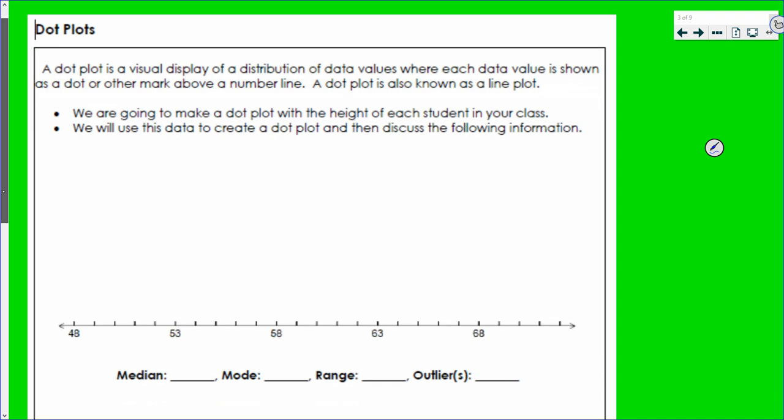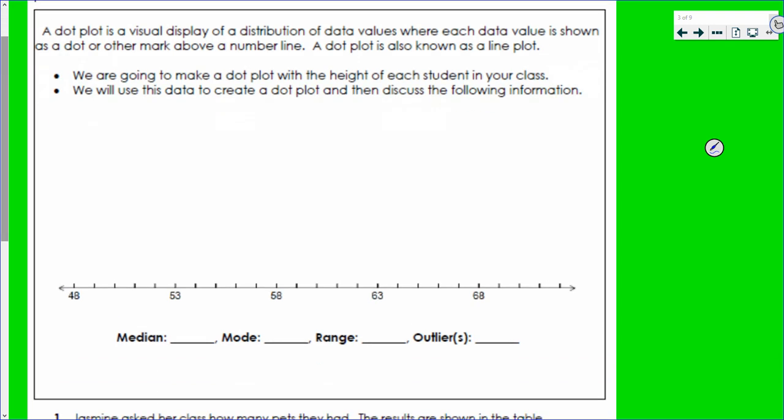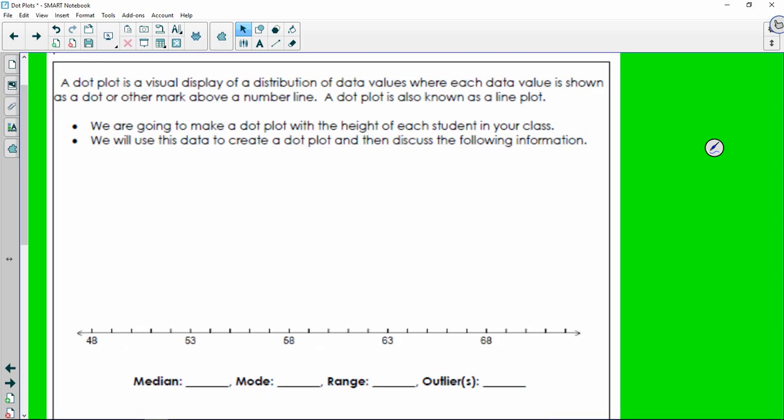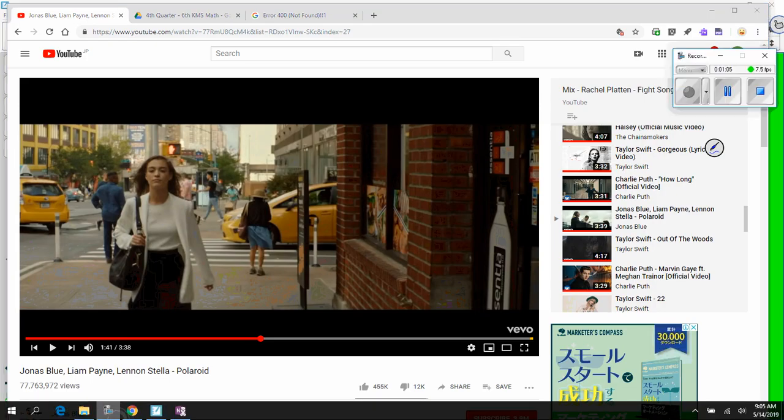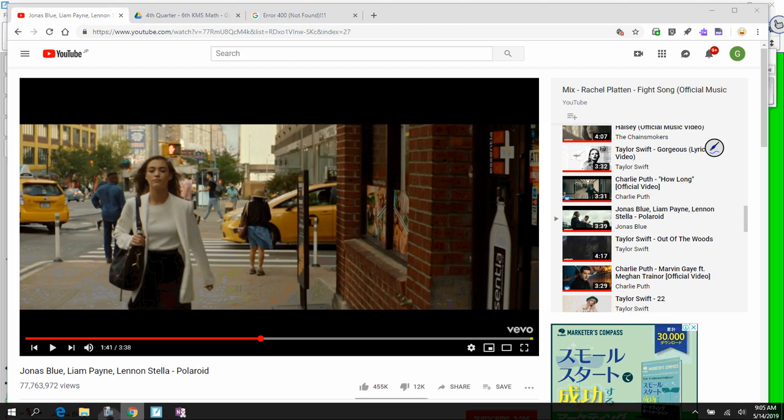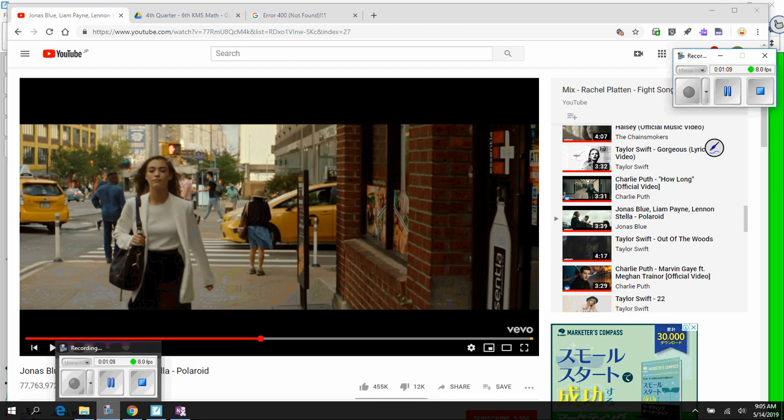So for today, the first thing we're going to do is collect some data to do a dot plot. The data we're going to collect is your heights. So the first thing I need you to do is break up into teams of 2, and we're going to get each other's heights so that we have data to make our first dot plot for today.